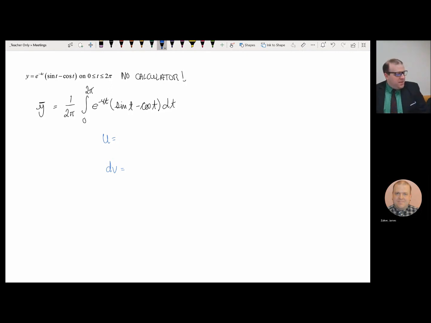What should we let our u be? Sine t minus cosine t? I actually don't think it matters, to be perfectly honest. Just like if it was e to the negative 4t times sine t, I don't think it would matter. Or I know for a fact it wouldn't matter what you chose your u and your dv to be.